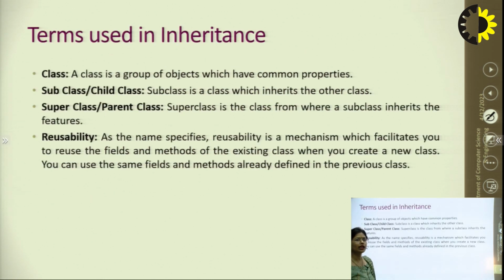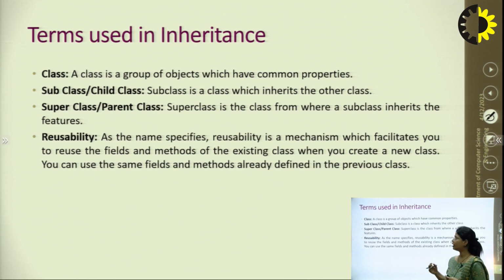The terms we use in inheritance are class, subclass, superclass, and reusability. A class is a group of objects which have common properties, or we can say a class is a blueprint from which we can create objects.